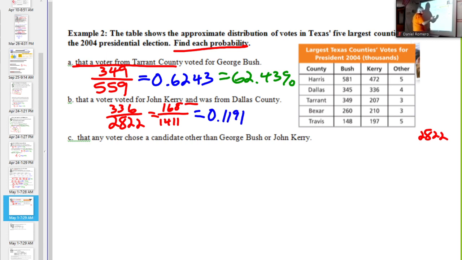I just wanted to change things up and show you things can be different. Because the percentage being the nearest percent. What is that to the nearest percent? 12%. So that's 11.91%, 11.91 to the nearest percent.